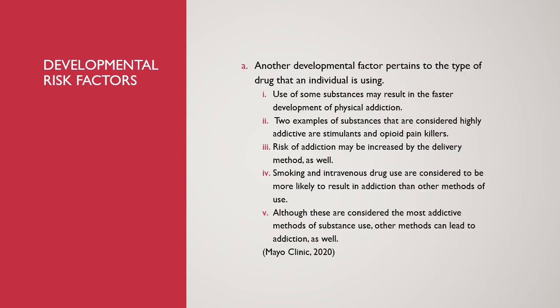Another developmental factor pertains to the type of drug that an individual uses. Use of some substances may result in a faster development of physical addiction. Two examples of substances that are considered highly addictive are stimulants and opioid painkillers.